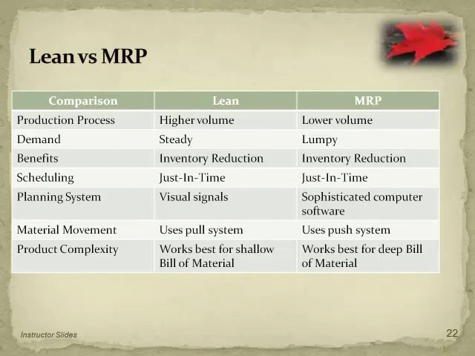MRP works best where we have deep bills of material. So some of the products that I used to do material planning for, we had as many as 3,000 parts on the product, a very deep bill of material. A lean type environment would never work where we have 3,000 parts. Remember, we can't afford to have a disruption. You can't afford to have a part shortage. If you have 3,000 parts, you're going to have part shortages. There's just no way of getting around that.